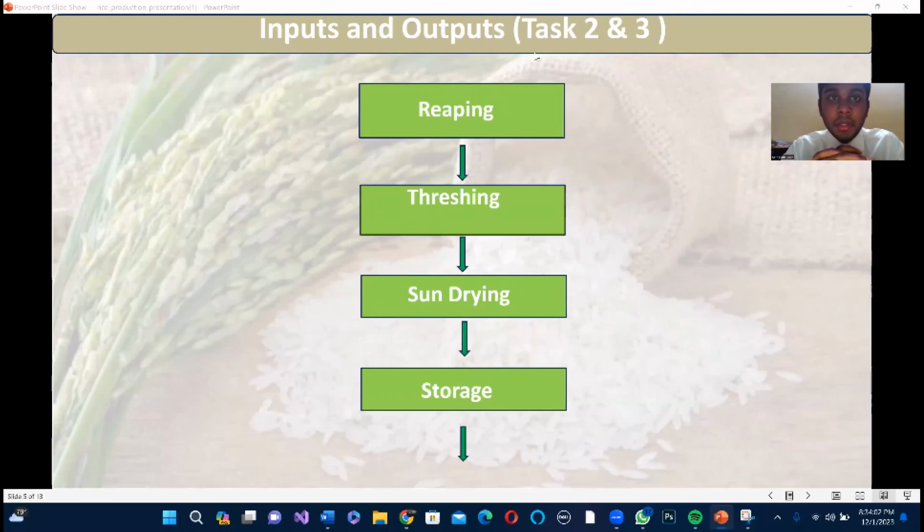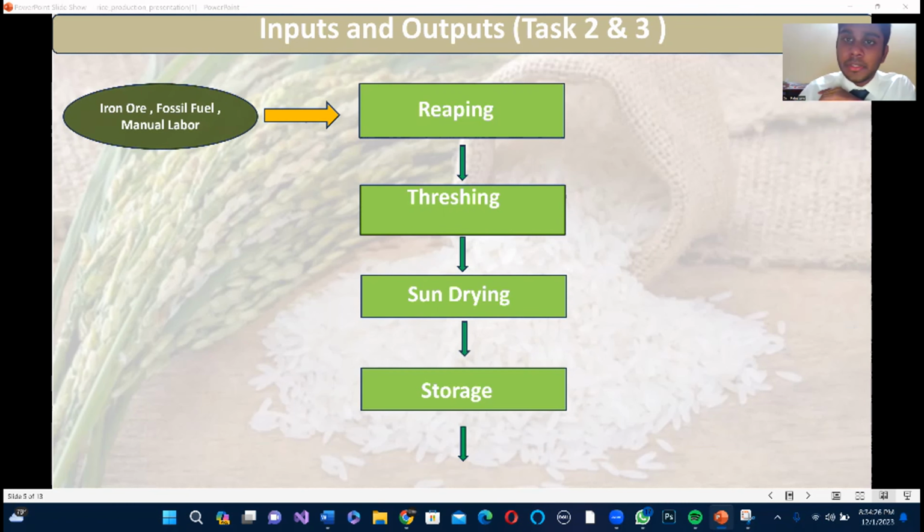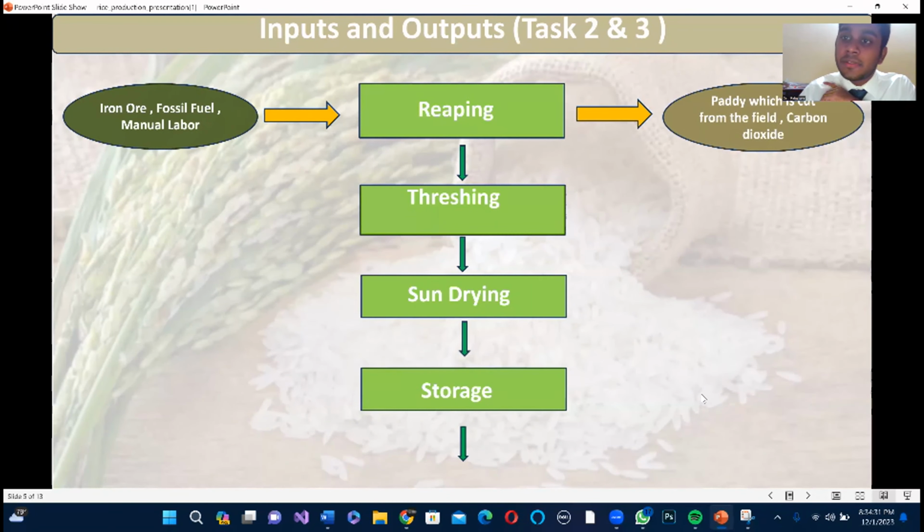Thank you, Shiran. Now I will be explaining everything regarding task 2 and task 3. So let me start by explaining the inputs and outputs of our production process while using a flow diagram. Our first step is reaping. In reaping, we have a few inputs, which are iron ore, fossil fuel, and manual labor. After the reaping process, we do obtain a few outputs, which are the paddy which has been freshly separated from the field and carbon dioxide due to the use of mechanical equipment.